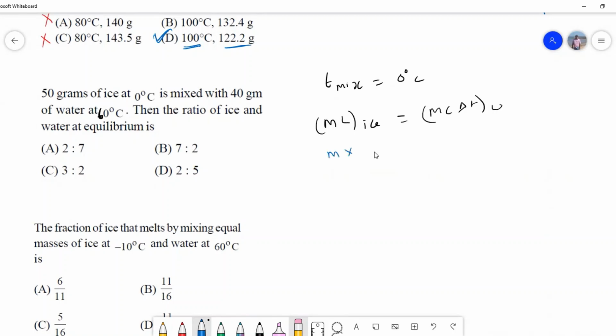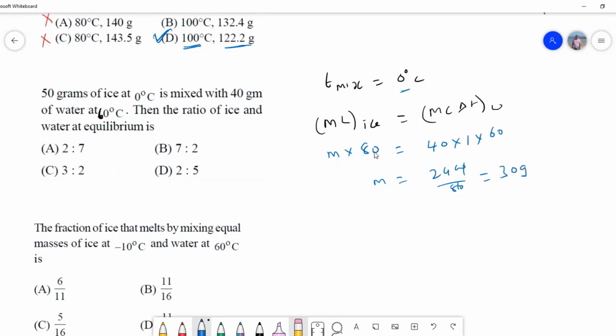So let's take m only. Latent heat is 80. And what is the mass of water? 40 grams. Specific heat is 1. Change of temperature, because finally the temperature becomes 0, so 60 minus 0 is 60 only. So m is equal to 2400 by 80. So this will be 30 grams.